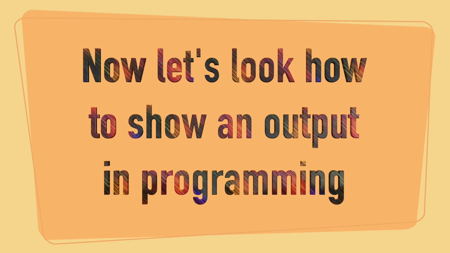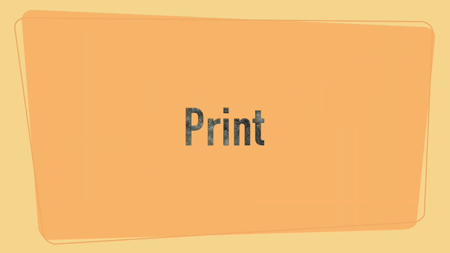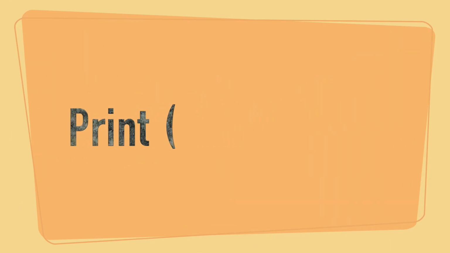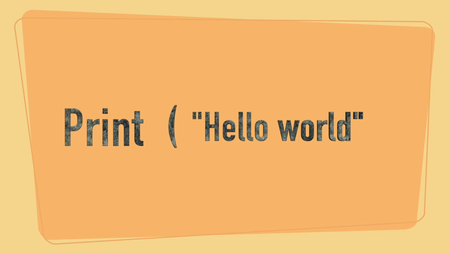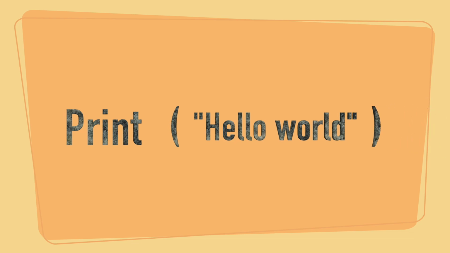Now let's look at how to show an output in programming. For that we have to write a code. The code is print. After writing print, open the parenthesis. Here you can either put double quote or single quote. Then write your message. So now let's write the code in our Pycharm editor.